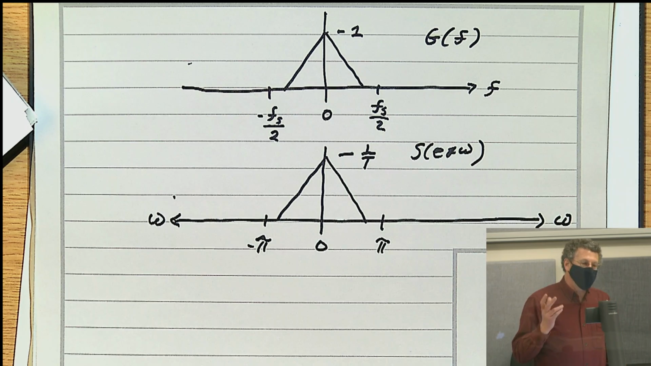For practical reasons, they sample a little higher. I can't remember the exact number for audio CDs. It's something like 42 kilohertz. What is it?